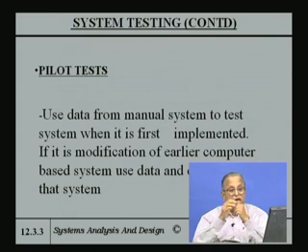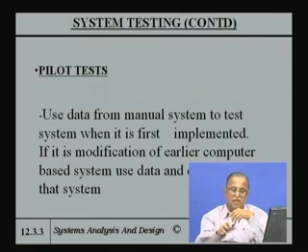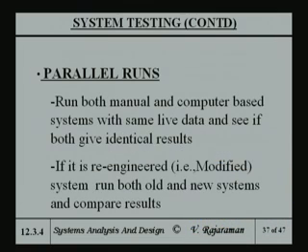So, for the modification of the earlier computer system, use data input and output from the old system. That is what I have been saying. Parallel runs, in other words, run both manual and computer based systems. There is a manual system already going on, you run the manual system and the computer based system till you kind of reject the manual system, that is, you retire the manual system and switch to the computer based system.